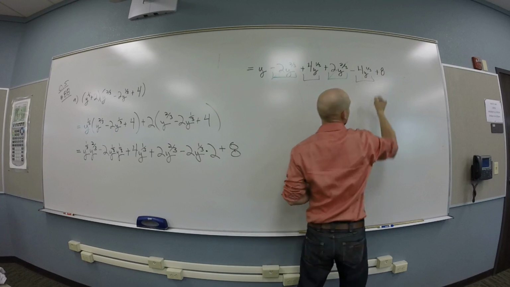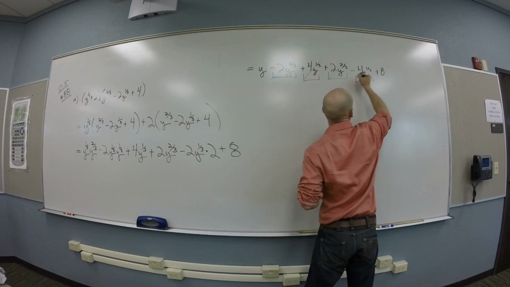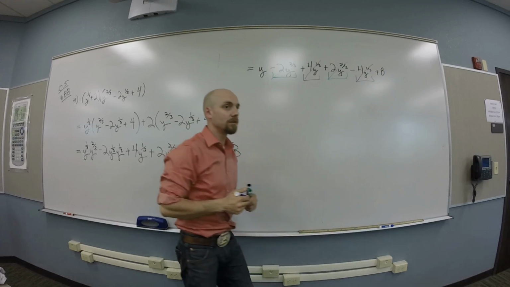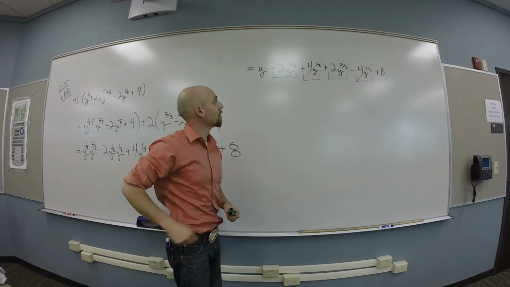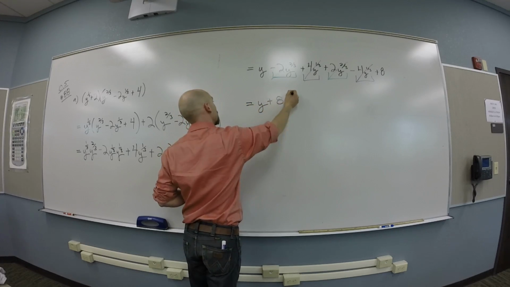These guys and these guys are like terms, right? They're y to the 1/3, and there's plus 4 of them and minus 4 of them, they cancel. So in the end you're left with y plus 8. Nice.